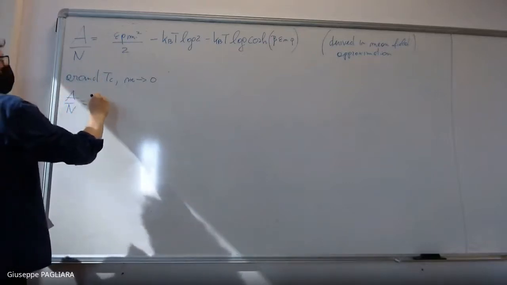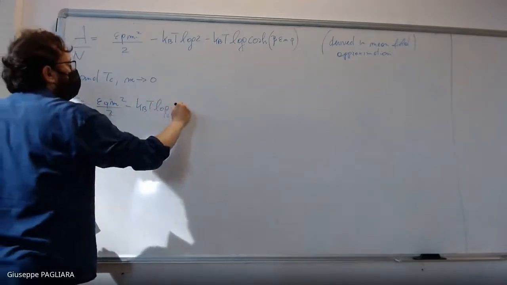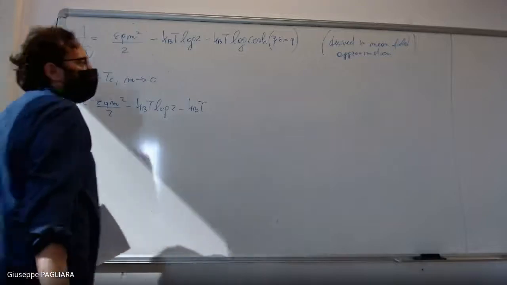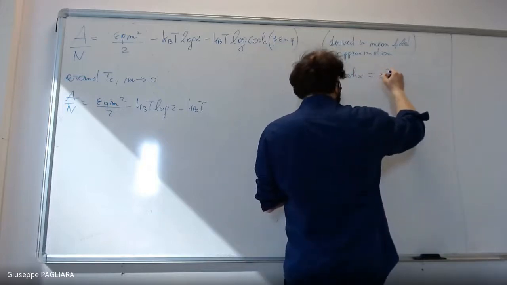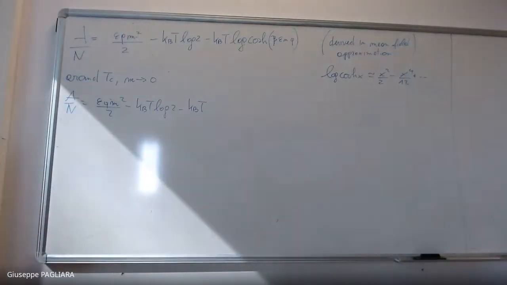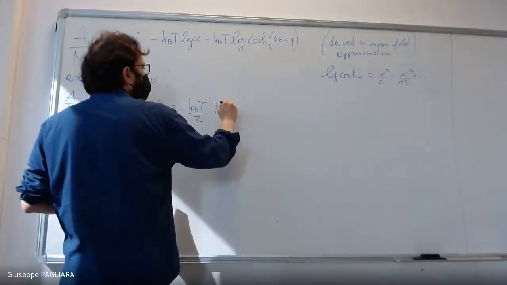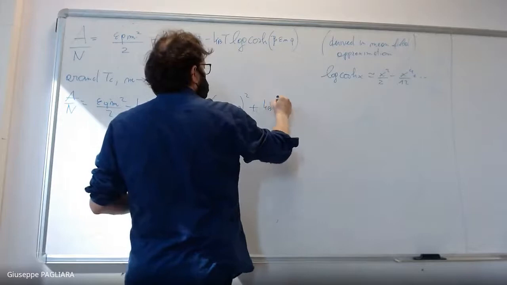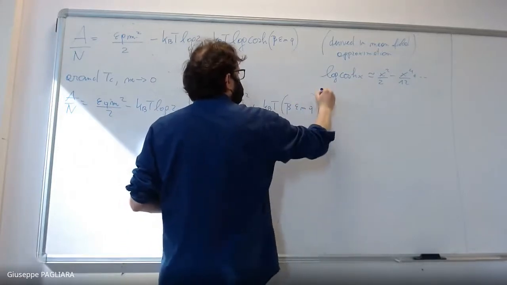A divided by n is equal to epsilon q m squared divided by 2, and this is minus kBT log of 2 minus kBT. And here we're going to expand this log, and we use this formula. Put it here. Log of cosh x is equal to x squared divided by 2 minus x to the 4 divided by 12 plus... And so here I will have minus kBT. Then I have this quantity divided by 2. So beta epsilon q squared. Then I have a minus with a minus here, plus kBT divided by 12, and same quantity beta epsilon q to the power of 4 times.